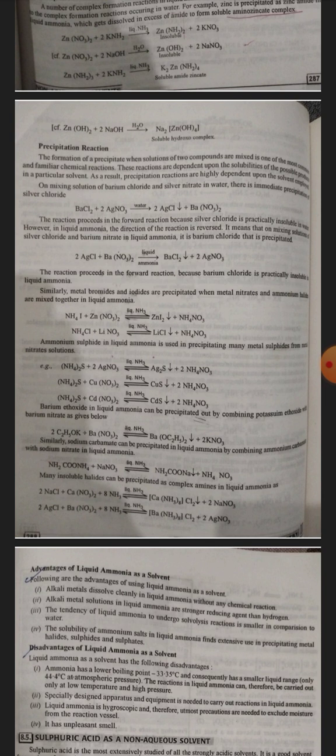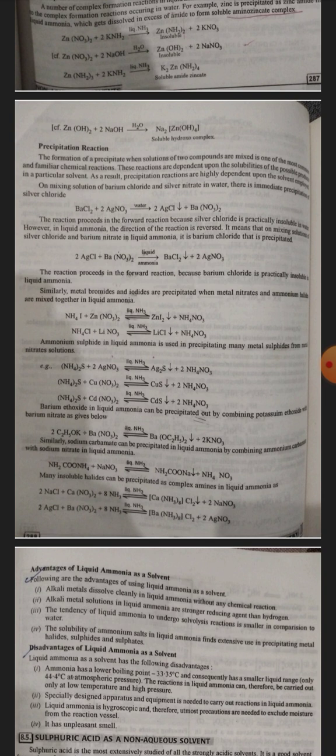On mixing solutions of barium chloride and silver nitrate in water, there is immediate precipitation of silver chloride. The reaction proceeds in the forward direction because silver chloride is practically insoluble in water. However, in liquid ammonia, the direction of the reaction is reversed. It means on mixing solutions of silver chloride and barium nitrate in liquid ammonia, it is barium chloride that is precipitated. The reaction proceeds in the forward direction because barium chloride is practically insoluble in liquid ammonia.